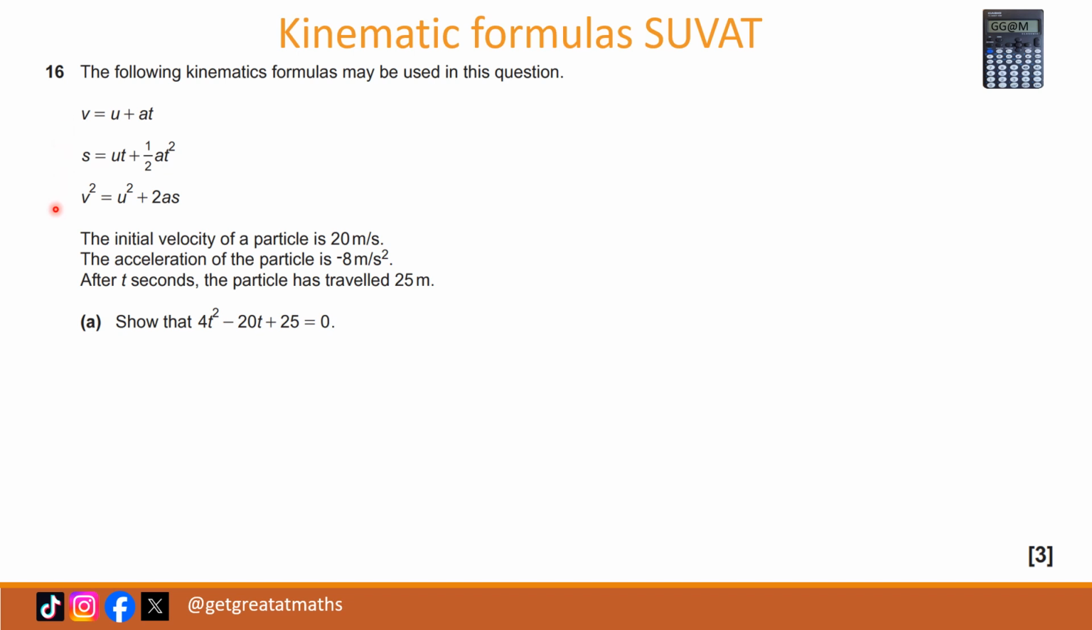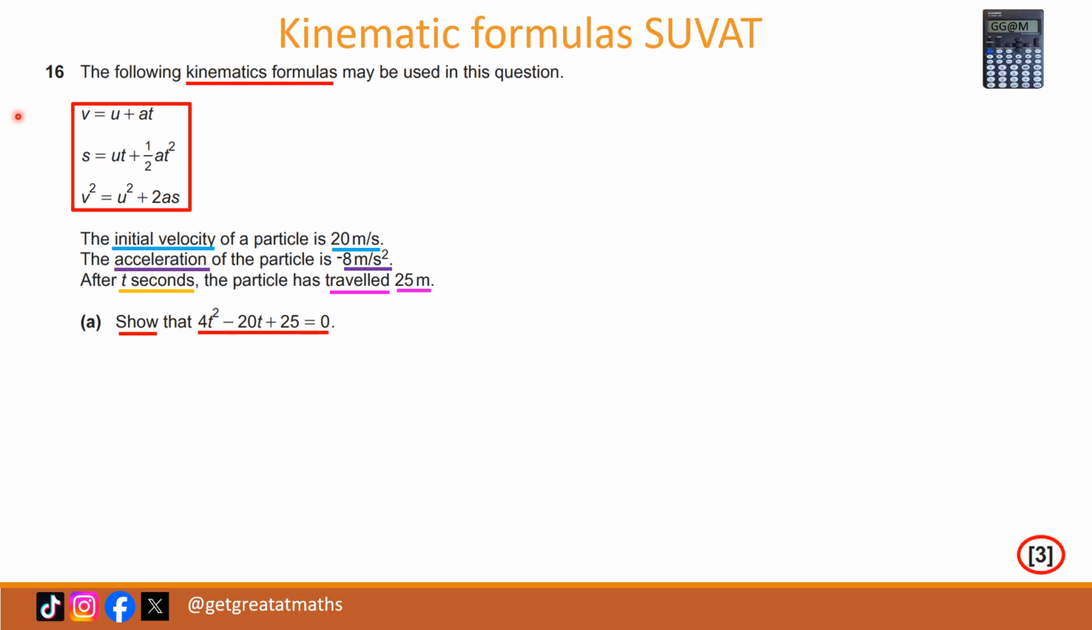Now for GCSE, we're going to look at the keywords in this question, which are the kinematic formulas. These are three of the kinematic formulas. There are actually 5 of them in total, but you've been given a selection of 3. You're told that the initial velocity is 20 meters per second. You're told the acceleration is -8 meters per second squared. Time is t, and we've travelled 25 meters. And you've got to show that 4t squared minus 20t plus 25 is equal to 0 for 3 marks.